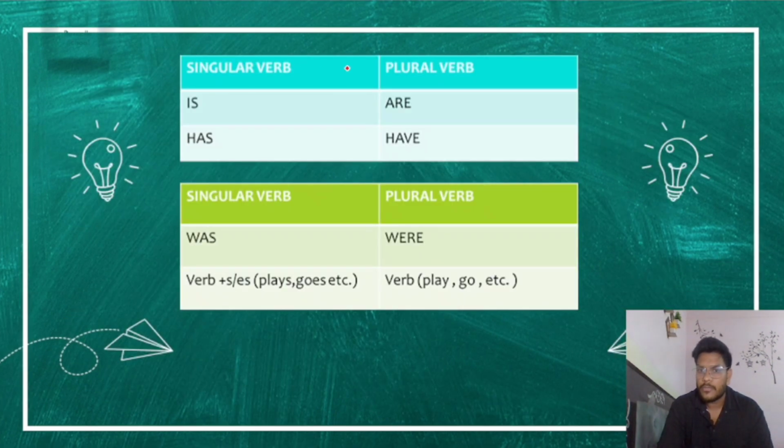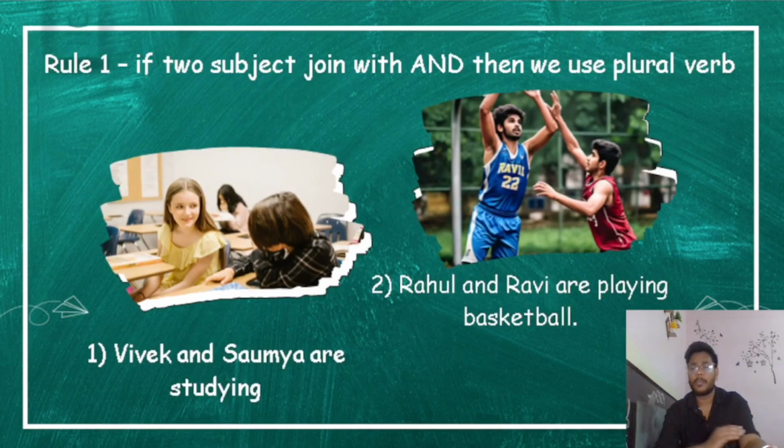Next is identifying the singular verb and plural verb. We always remember one thing: is, has, was. These are always singular verbs, and as I taught earlier, verb plus s or es means a singular verb, like plays, goes, etc. Plural verbs are are, have, were. A verb without s or es means a plural verb. Okay, it is very important in tenses and in this topic also. Now let's start the topic briefly.